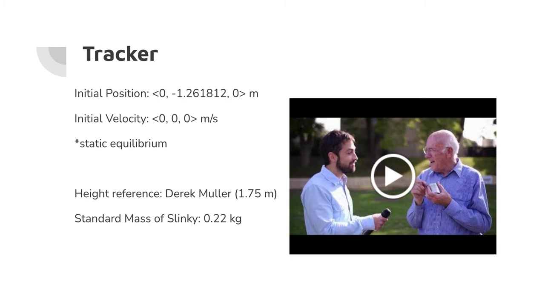In Tracker, we used Derek Mueller, who is on the left, for distance height calibration. Since it was dropped and not thrown, we assumed the slinky had an initial velocity of 0. I also gathered the standard mass of the slinky for later use in our computational model.